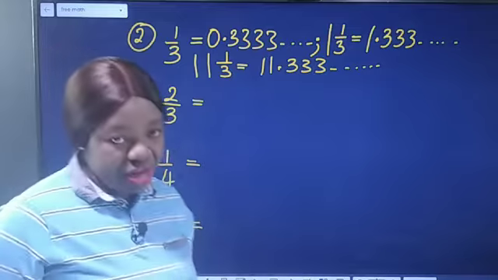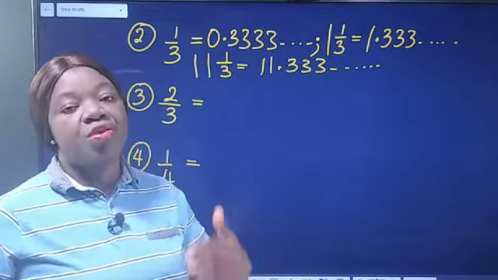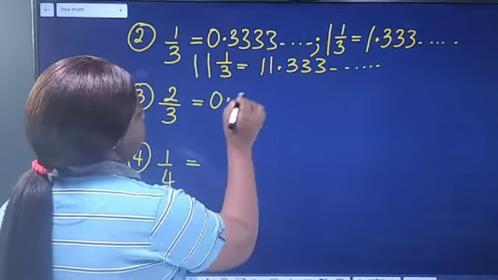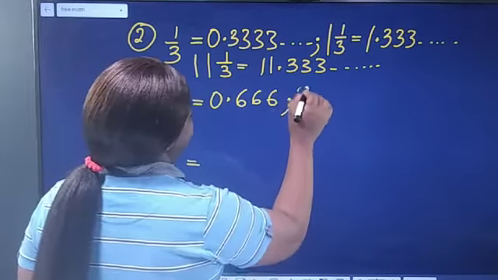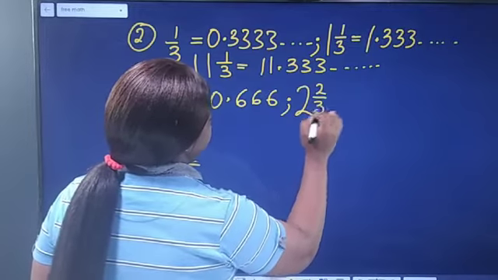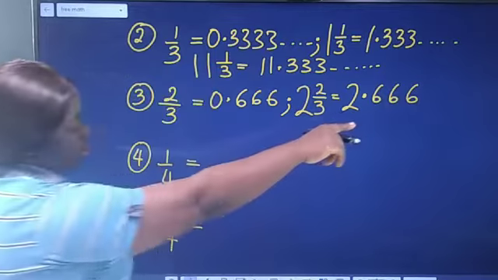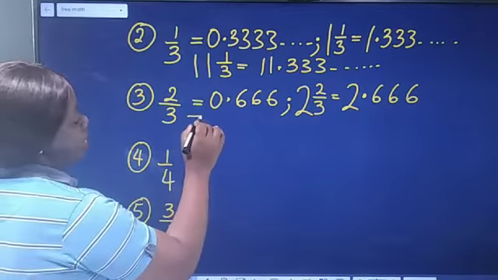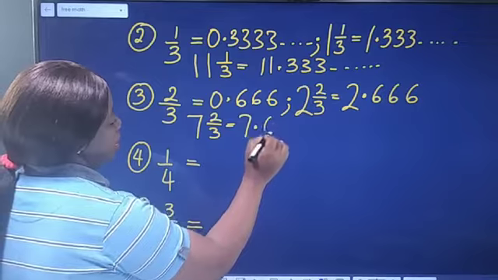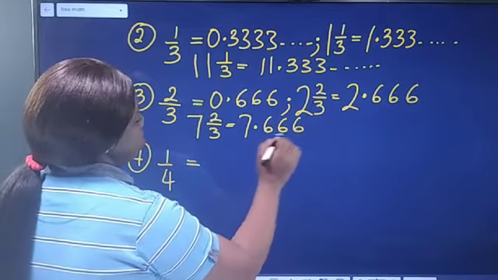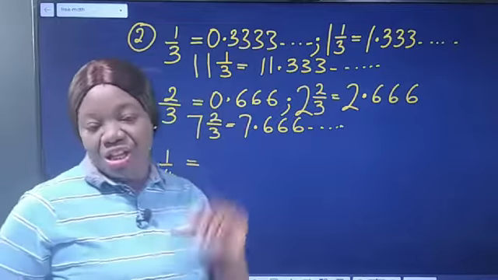So 2 over 3 is multiplying 2 by 1 over 3. So that will be 0.666. Let's just stop at 3 decimal places. So if I have 2 whole number, 2 over 3, that will be 2.666 to 3 decimal places. If I have 7 whole number, 2 over 3, that will be 7.666 up to infinity. I hope that is clear. Make sure you're taking this down in your exercise book.